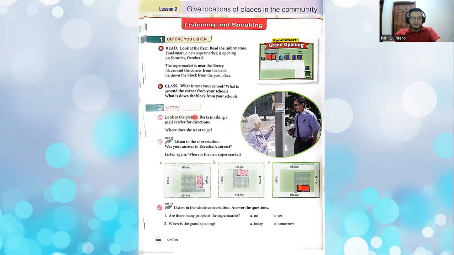Listen, look at the picture. Berta is asking a male carrier for directions. Where does she want to go? Listen to the conversation. Was your answer in exercise A correct? Listen again. Where is the new supermarket? We're going to look at the direction. A, B, or C. You're going to circle one of the three, only one. Okay, let's listen to the audio number 3 right now. Pay attention.